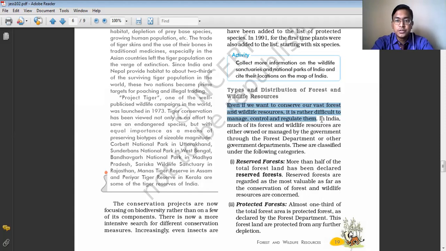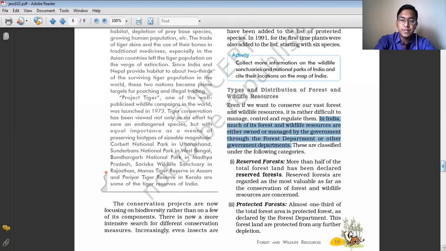So in India, much of its forest and wildlife resources are either owned or managed by the government through the forest department or other government departments. Basically, the forest resources of our country are mainly owned and managed by the government, by the forest department. And in some cases, other government organizations and departments are also given the task to manage the forest and wildlife resources.